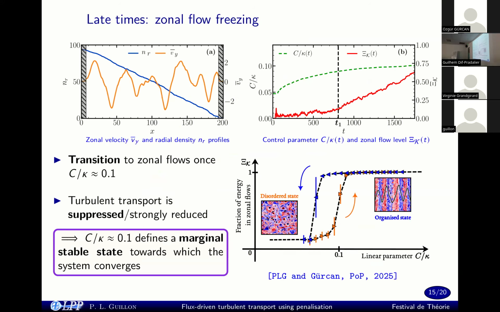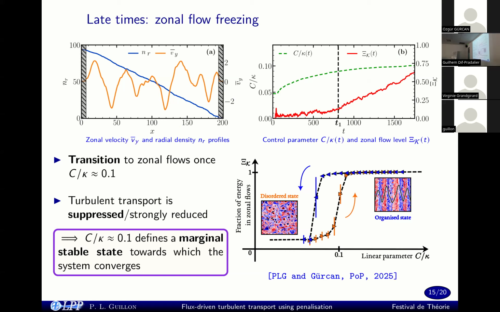Okay. Finally, we can discuss the final state of the system, which is dominated by zonal flow. And to understand that, we can think back to the phase transition from the turbulent state to the zonal flow dominated state that I discussed at the beginning for the fixed gradient system. Here, in the flux-driven model, C is a constant. However, kappa, the mean background gradient of the profile, changes with time because the profile collapses. So here I show C over kappa as a function of time in the dashed green curve. And you see that it starts below 0.1 and it goes towards 0.1. And when it's close to 0.1, the zonal flow level here, in red, starts to increase.